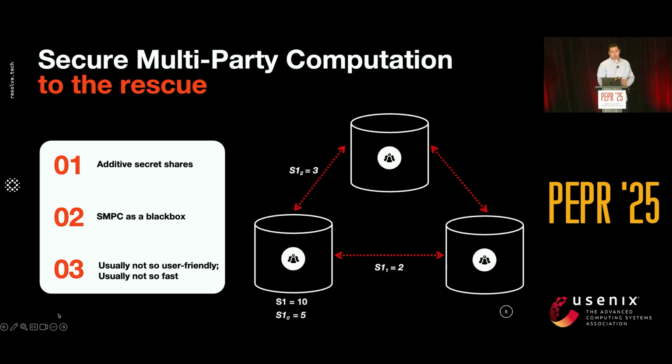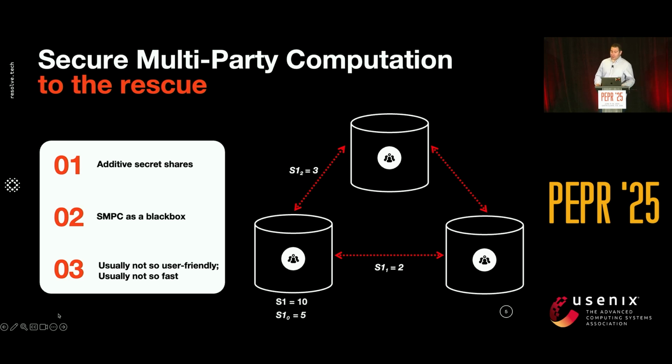There are many ways to do secure multi-party computation. I'm going to talk specifically about additive secret shares, which means that we divide the contribution of single parties into different numbers that add up. Like if we have a 10, we are going to split it into 5, 2, and 3.